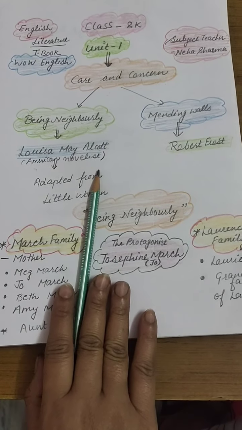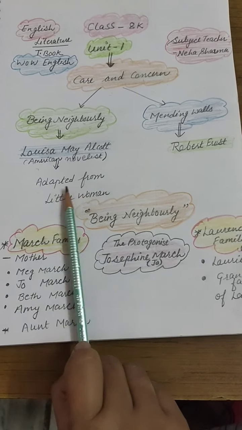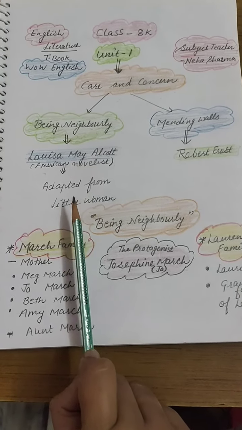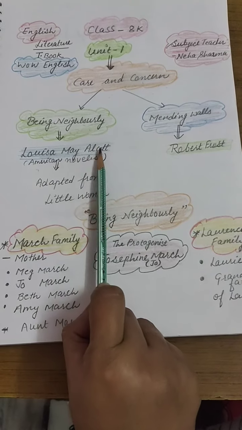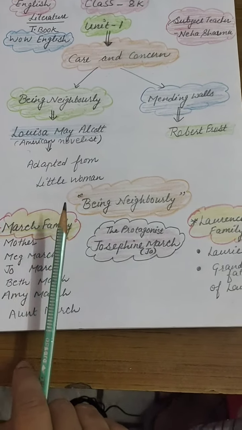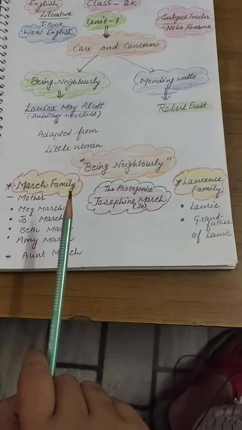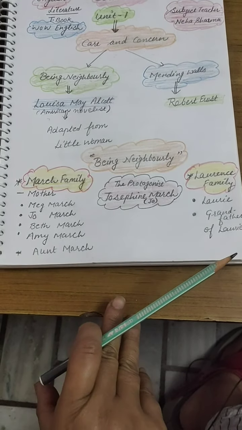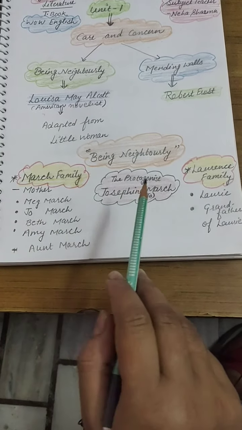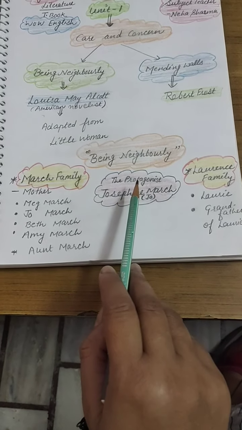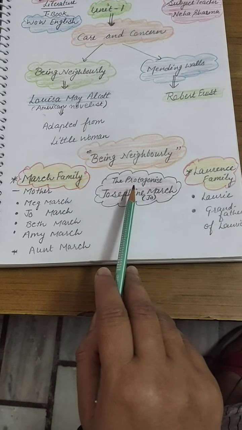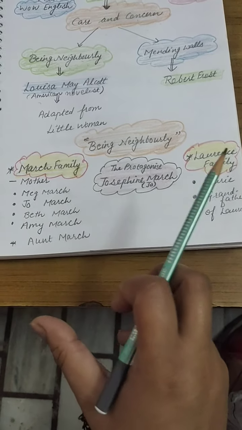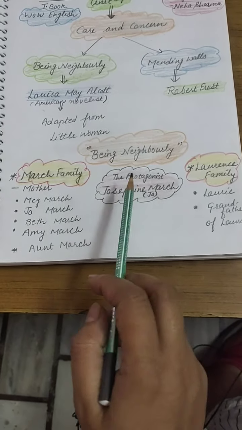Actually, this is one of the extracts taken from one of the books. This has been adapted from Little Women, a novel which was written by Louisa May Alcott. And when we talk about this Being Neighbourly story, let's talk about the background of the story. When we talk about the main character, which is called protagonist. What is the word? Protagonist, for the main character who is having a leading role in something, in a movie, in a drama. So that is called protagonist.